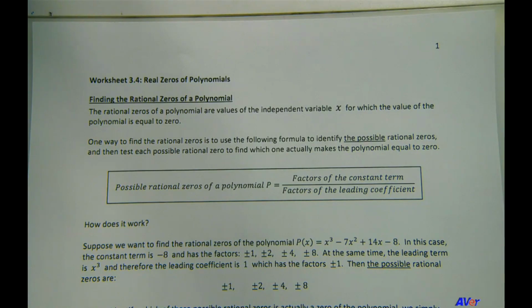Hello again, everyone. Welcome to our discussion of section 3.4, where we will talk about the zeros of a polynomial. Last time we talked about graphs of polynomials, where the zeros of a polynomial were x values for which the polynomial value will be equal to 0. So in this section, we'll learn how to find those x values.